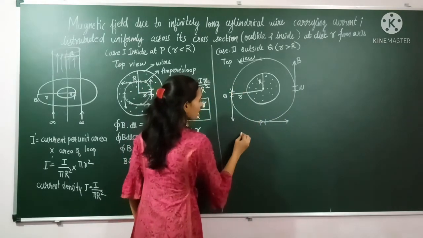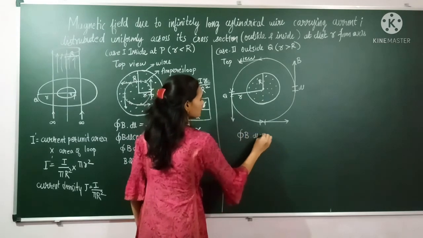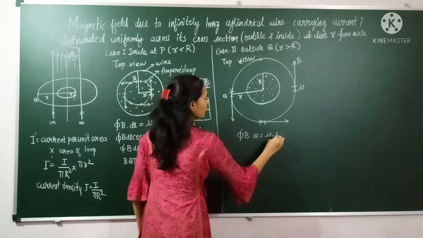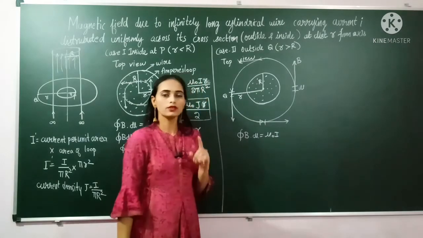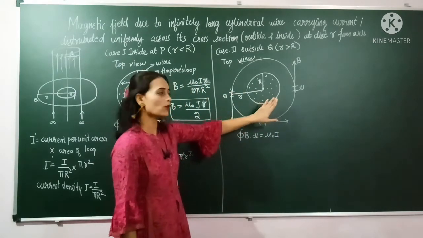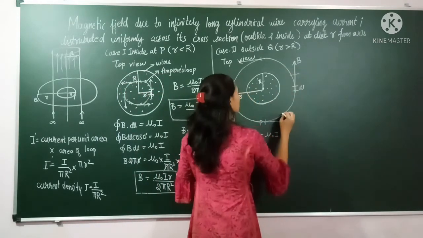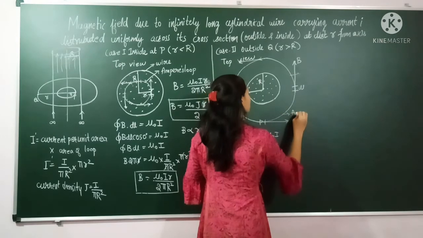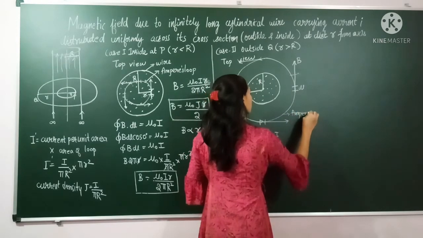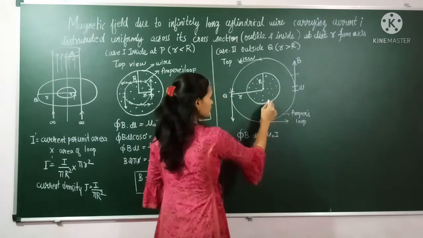So now we will apply Ampere's circuital law. Closed integral B dot dl is equal to mu naught I. So always you have to draw the current element on the Ampere's loop, not on the wire. So here this is our Ampere's loop, here I will write Ampere's loop, and this is our wire.